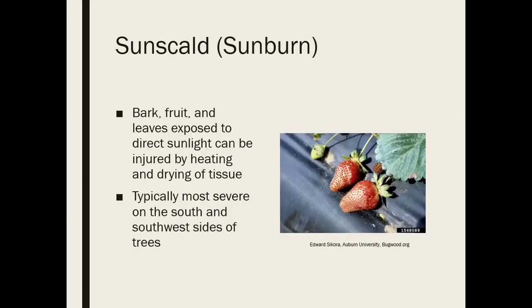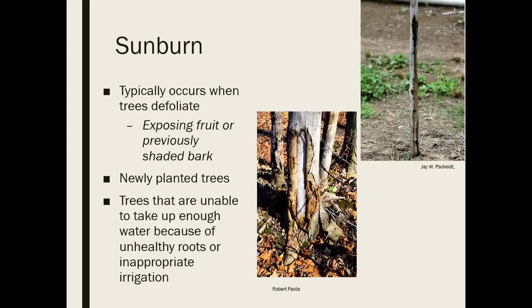Another problem we get into is sun scald or sunburn. Bark, fruit, and leaves are exposed to direct sunlight and injured by heating and drying of tissue. Typically most severe on south and southwest sides of trees. Sunburn typically occurs when the trees defoliate, so you're going to see the previously shaded bark exposed. Happens a lot on newly planted trees, and the trees are unable to take up enough water because the roots are unhealthy or there's inappropriate irrigation.